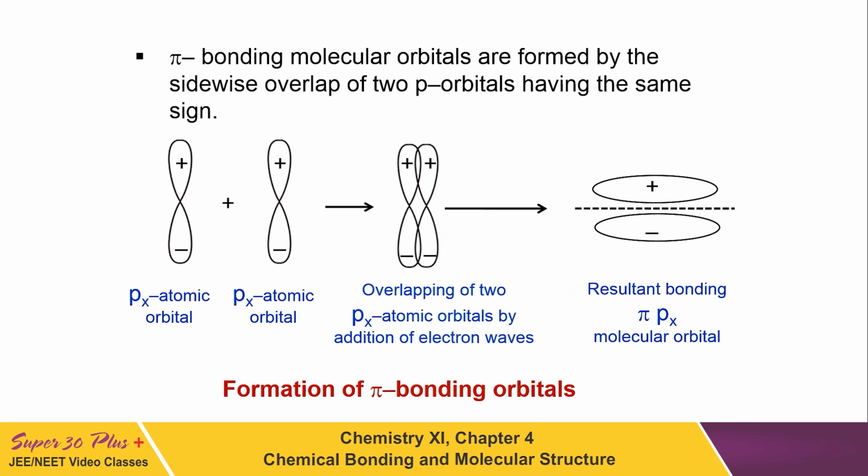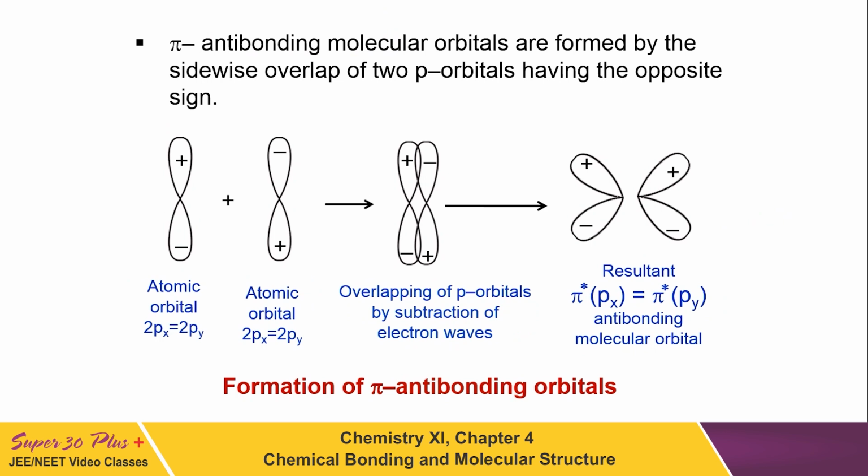When plus combines with plus, the bonding molecular orbitals are formed, BMO, because they combine in the same phase. And this is the result of pi px or pi py, whichever. And this is the formation of anti-bonding, pi star px or pi star py. You see, when anti-bonding orbitals are formed, a positive wave function combines with a negative one, and a negative wave function combines with a positive one. This forms the anti-bonding orbitals.